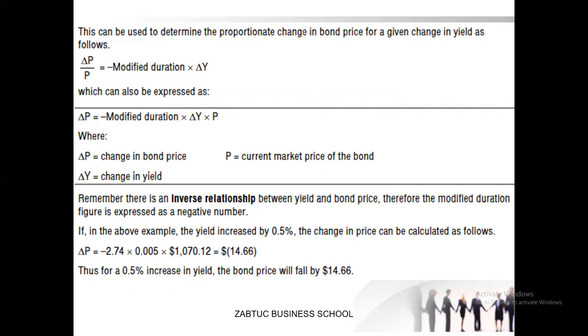This can be used to determine the proportional change in bond price for a given change in yield as follows. So you can argue that as an investor, surely what I want to know is, when there's so much change in interest rates, what will happen to my investment? So if I mathematically multiply this side by P, and I multiply this side by P, what happens? That disappears. So the change in the price or value of your investment can be found as what? Modified duration, multiplied by the change in interest rates, multiplied by the original value.